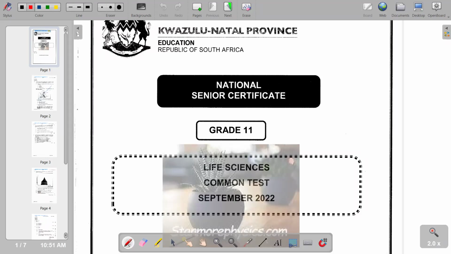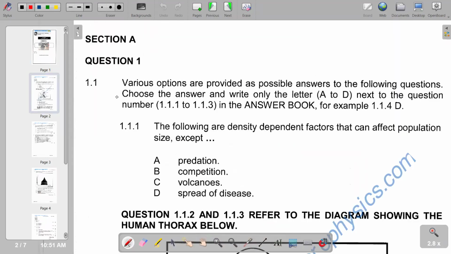In this video, I want to look at a common test of September 2022, and this is a common test from KwaZulu-Natal province. So we are going to first look at section A, which is on the first question that we have, question 1.